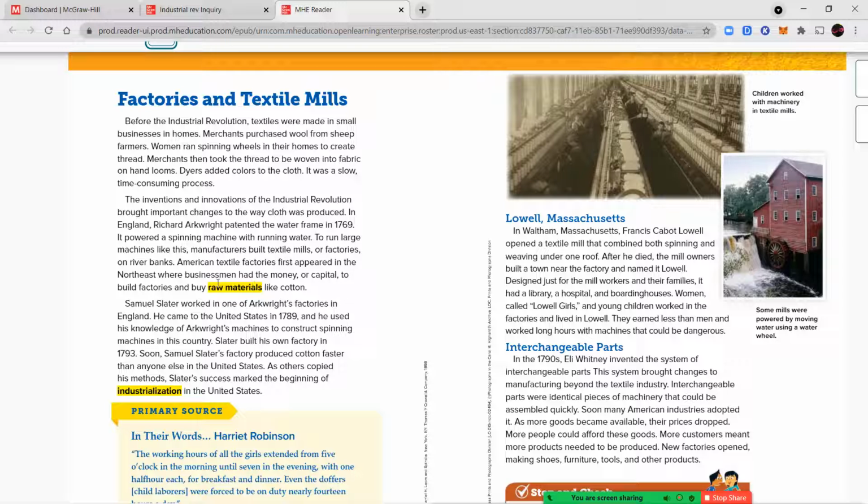So down here, one of our first vocabulary words that we're running into for this lesson is the word raw materials.